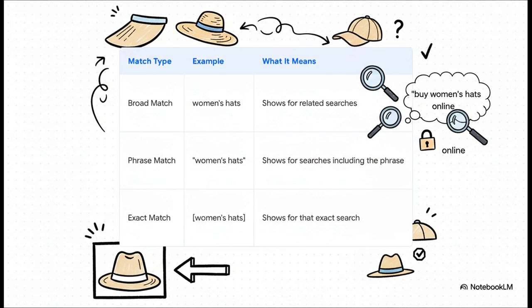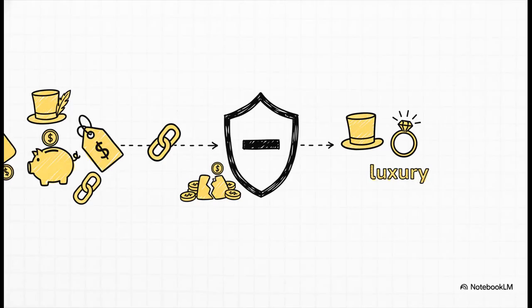It'll show up for searches that include that phrase, like buy women's hats online. And here's a pro tip that will save you a ton of money. Use negative keywords. This is you telling Google what searches you don't want to show up for. So if you sell luxury hats, you might add words like cheap or free as negative keywords. This stops you from paying for clicks from people who are never going to be your customers anyway. It is one of the best ways to stop wasting cash.